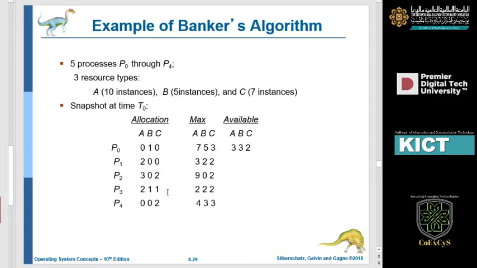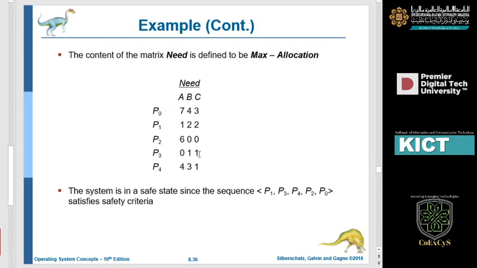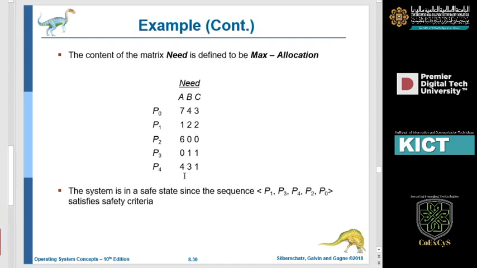Oh, sorry, let me redo that calculation. 9 minus 3 is 6, sorry. 9 minus 3 is 6, so it's 6 0 0. Same thing here. This would be 2 minus 2 equals 0, 2 minus 1 equals 1, 2 minus 1 equals 1. So what P3 needs is 0 1 1. Now for P4, we can see 4 minus 0, 3 minus 0, and 3 minus 2. So that makes it 4 3 1. So you can see that it's 4 3 1.